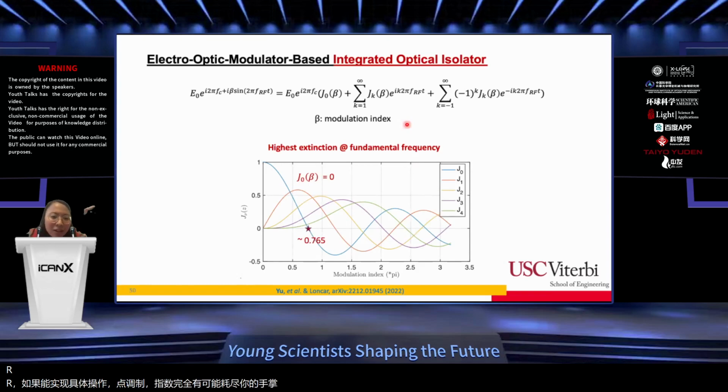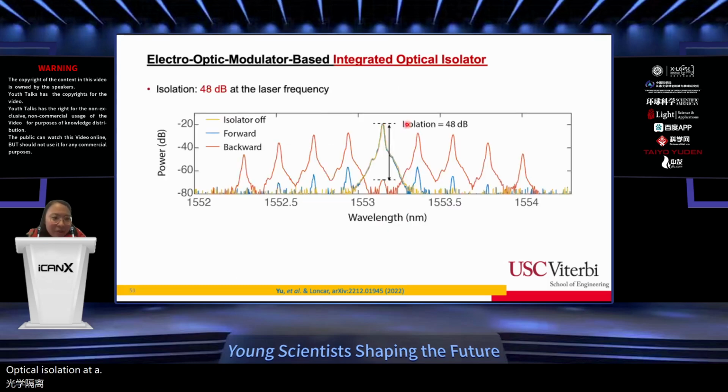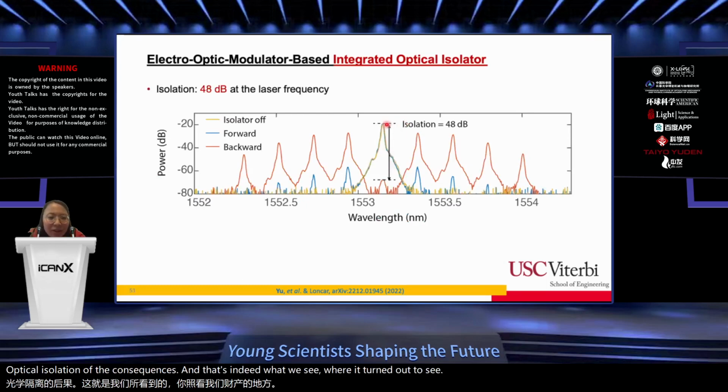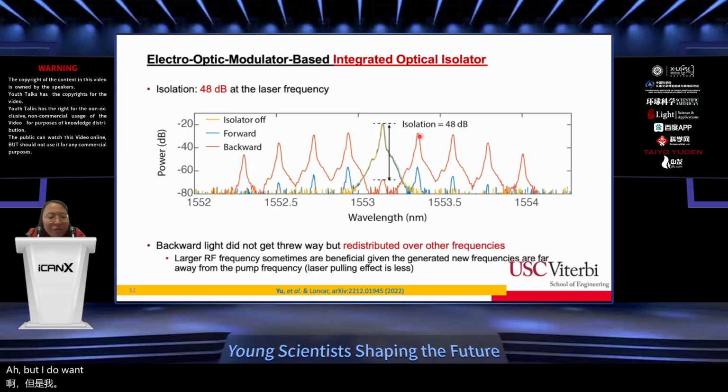If you're driving at 0.765 VPi, that means you can ideally, theoretically, have infinite optical isolation at the pump frequency. And that's indeed what we see, where we can achieve more than 48 dB optical isolation at the laser frequency. But I do want to emphasize that the light doesn't just disappear or get attenuated.